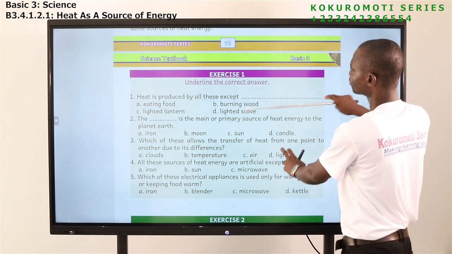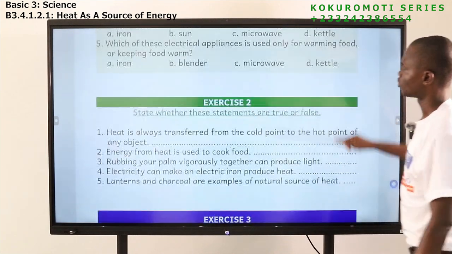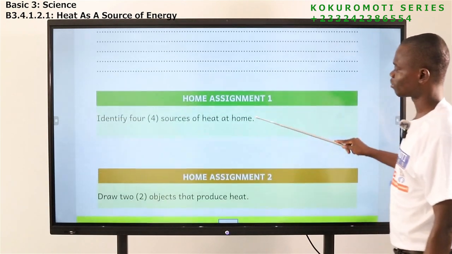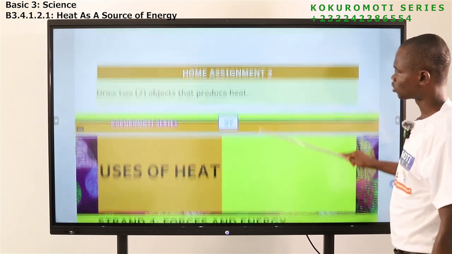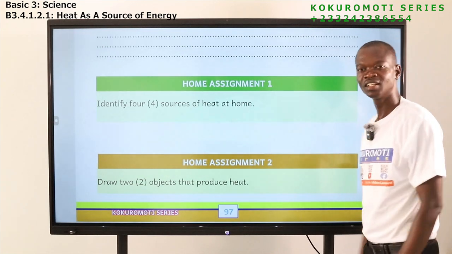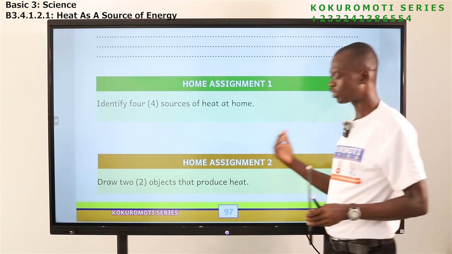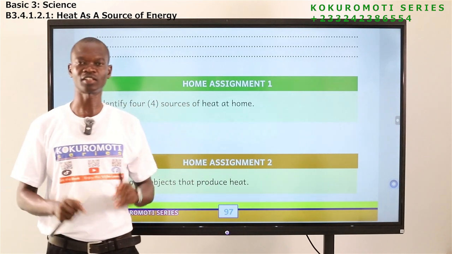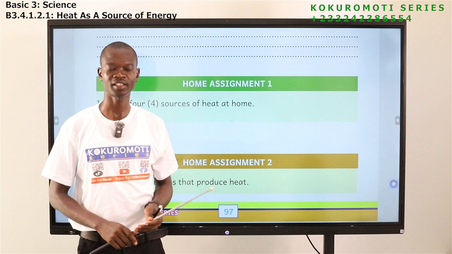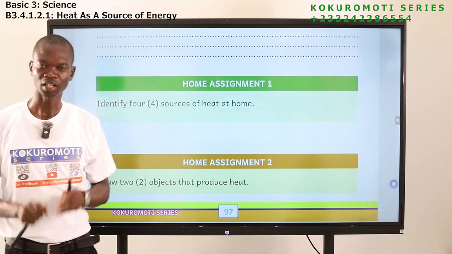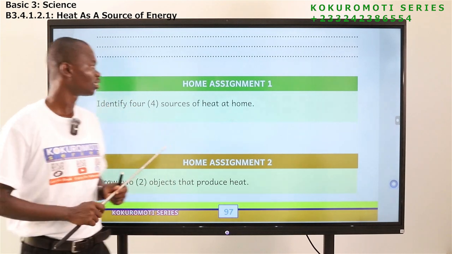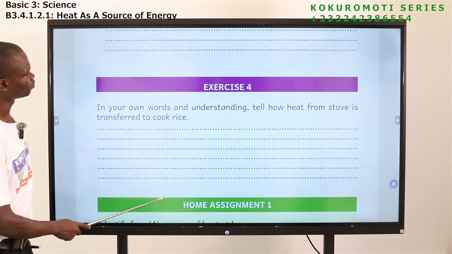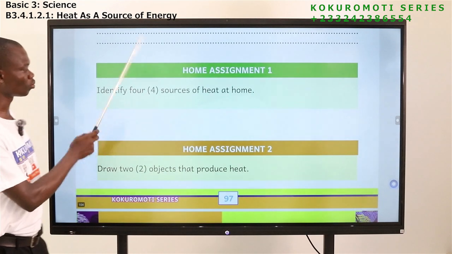We have exercises here. Exercise 1, exercise 2, exercise 3, exercise 4, home assignment 1, home assignment 2. So take your book, take your time, read what I have explained to you. If you don't understand anything, go to the comment section, leave your questions there, and at the right time, I'll look at the questions and then give you answers. But remember to do the exercises. We have 4 exercises and then 2 home assignments.